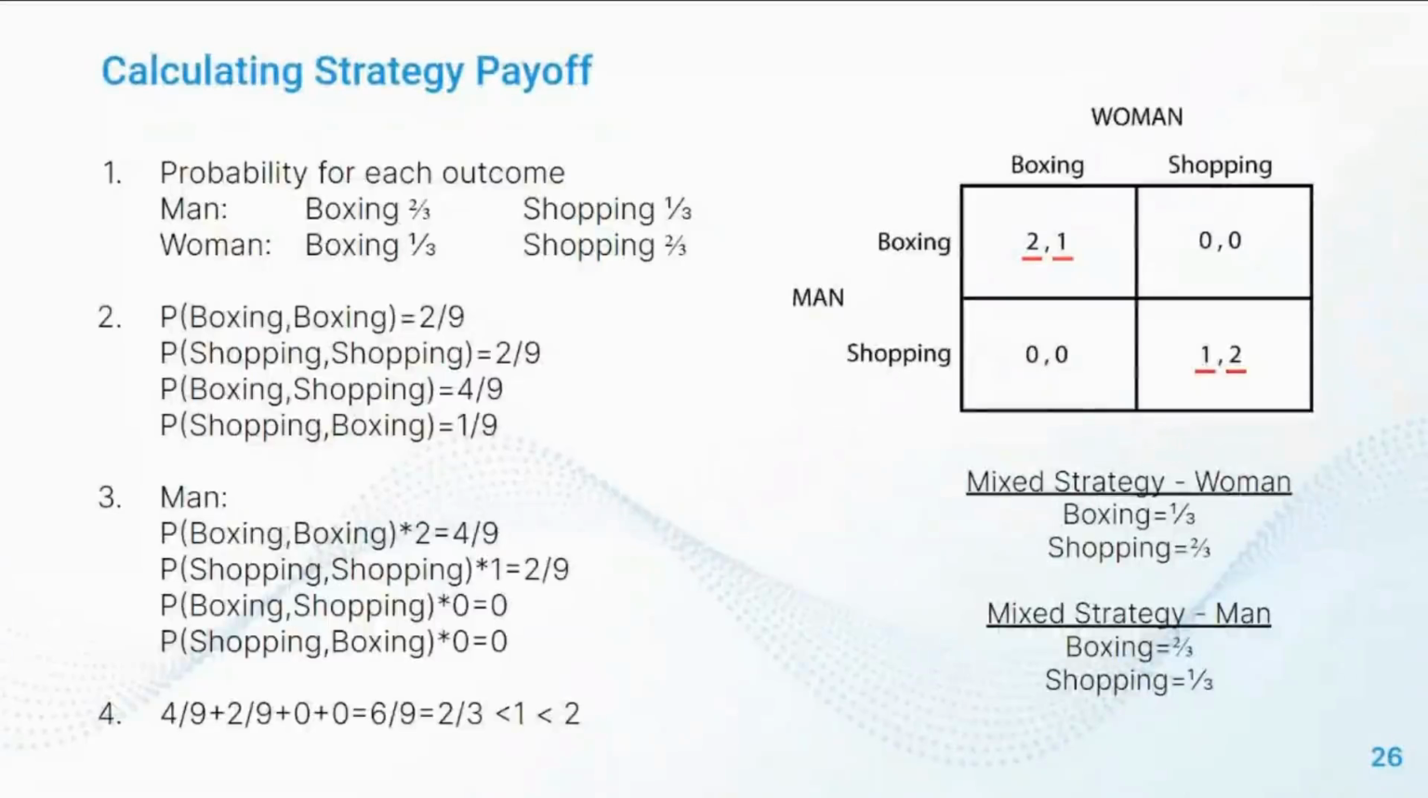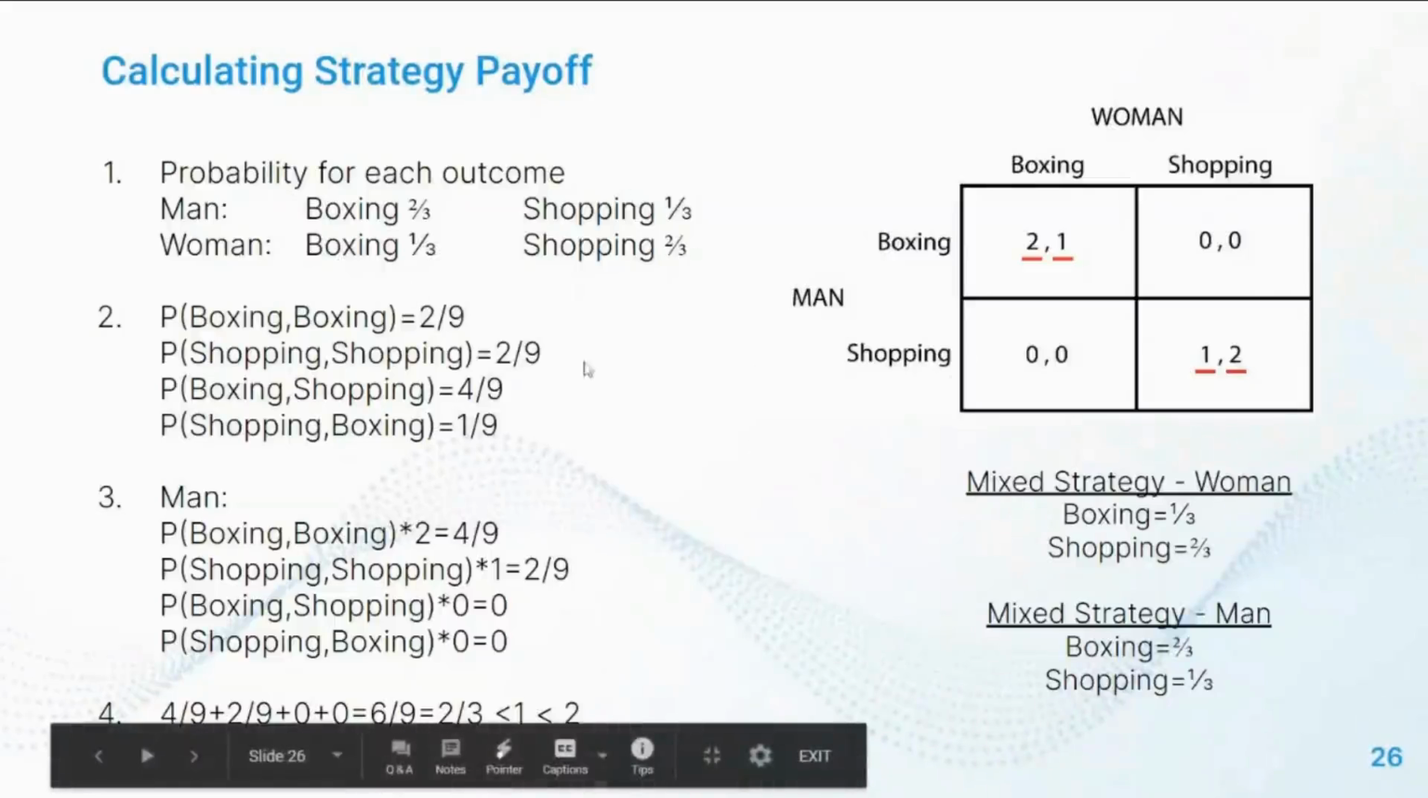So basically, this is another very simple example since it's a lot easier to calculate. Basically, you have a husband and wife. Husband likes boxing, woman likes shopping, so they need to decide what they're going to do on the weekend. But if they do separate things, neither of them is going to be happy about it. The woman would prefer going shopping. The man would prefer going boxing. So basically, it's pretty straightforward.